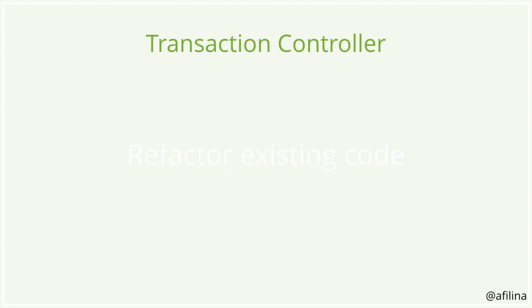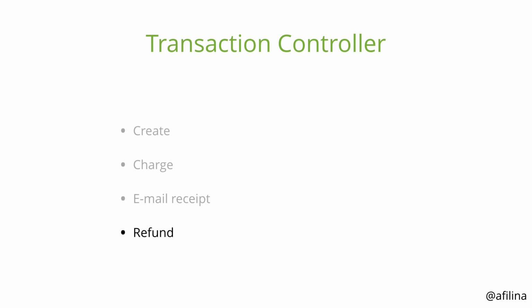The code that we'll look at is a transaction controller. The class has 4 methods. The first creates a transaction as part of a multi-step checkout process. The second charges a credit card through a payment gateway. The third emails a receipt to the buyer, and the last one enables admins to refund the money.